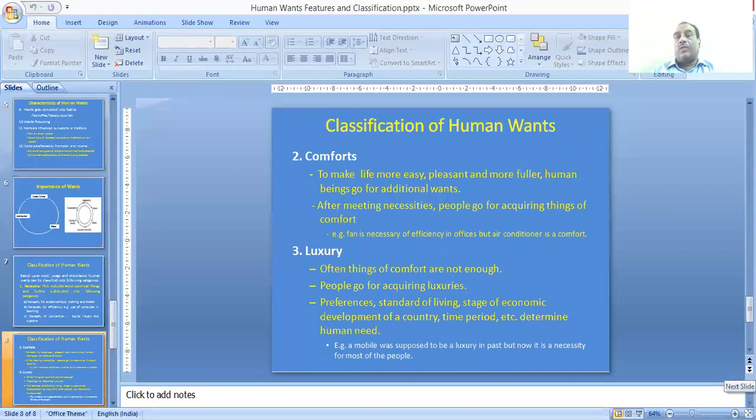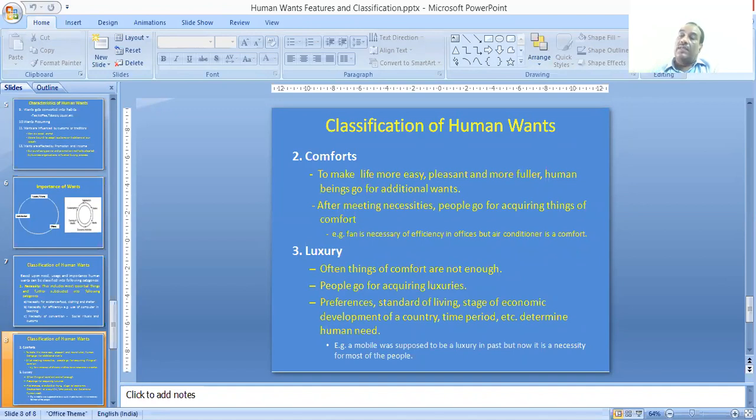Then another form of want is comfort. When we get our necessities satisfied, when we have the basic things, then we want to add comfort in our life. We want to make our life easy. We want to adopt or buy things which can make our life comfortable. To make life easier, more pleasant, and fuller, human beings go for additional wants. After meeting necessities, people go for acquiring things of comfort. For example, in summers, to live a normal life, we need a fan. So a fan is a necessity, but now people go for air conditioners. So an air conditioner is an example of comfort.